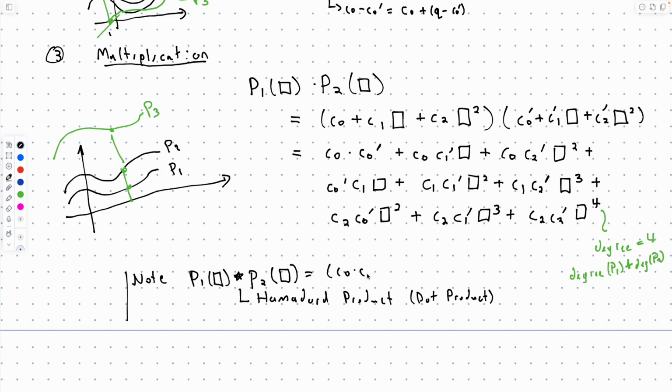So it's just C0 times C0 prime, plus C1 times C1 prime, plus C2 times C2 prime. Okay, so you could define multiplication that way, where just the coefficients multiply together.